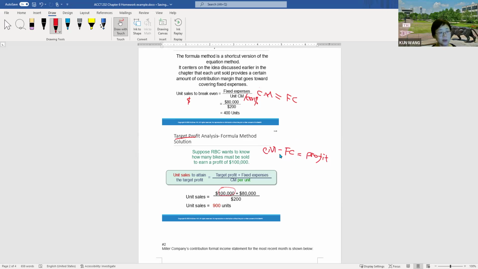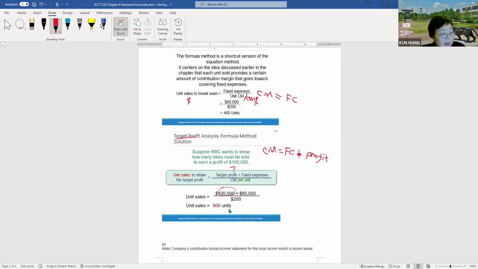So after you move the fixed expense to the right, the only difference between the target profit formula and break-even is we add the target profit to the fixed expense, whatever your desired amount of target profit. And if it's units, you divide by the CM per unit; for dollars we use a ratio.